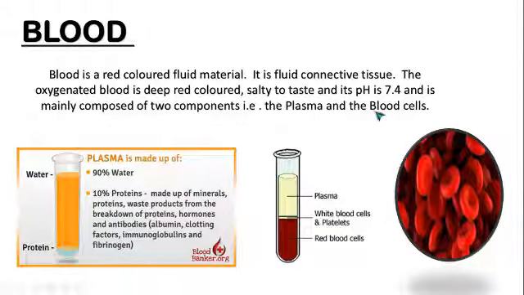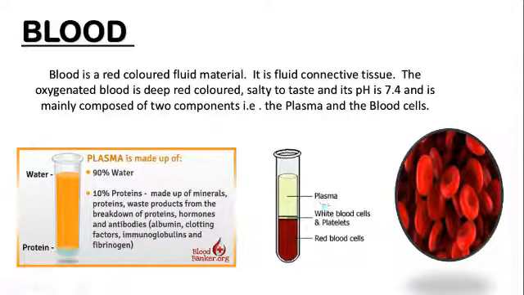Plasma is made up of 90% water, 10% proteins, minerals, waste products from the breakdown of proteins, hormones and antibodies, that is albumin, clotting factors, immunoglobulins and fibrinogen. Whereas blood cells consist of the red blood cells, that is the RBCs, white blood cells and the platelets.